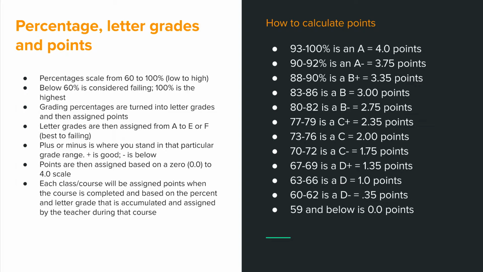Points are then assigned based on a 0 to 4-point scale. Each class or course will be assigned points when the course is completed, based on the percent and letter grade that is accumulated and assigned by your teacher during that course. So for instance, any student who receives a 93% to 100% in the course is given an A and 4 points. Any other student who receives, let's say, an 88% is a B plus letter grade and receives 3.35 points.